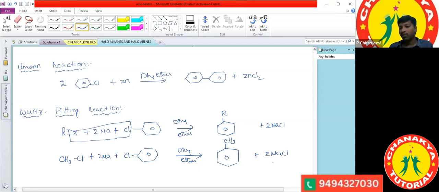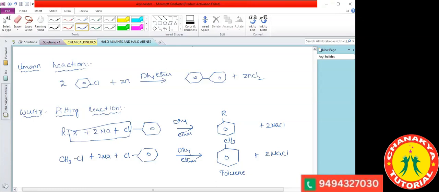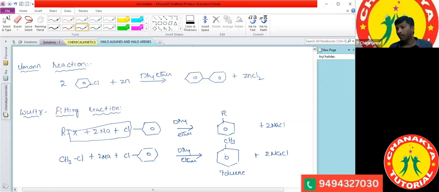And it forms 2 moles of NaCl. So generally we can write methyl benzene as the IUPAC name. What is the common name of this one? Toluene. Now we got the clarity, all of you? Yes, sir. Still anyone having doubt? Okay. So all these are the different reactions we have for the haloarenes.